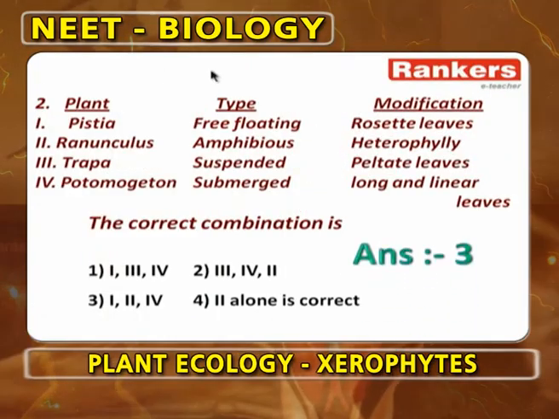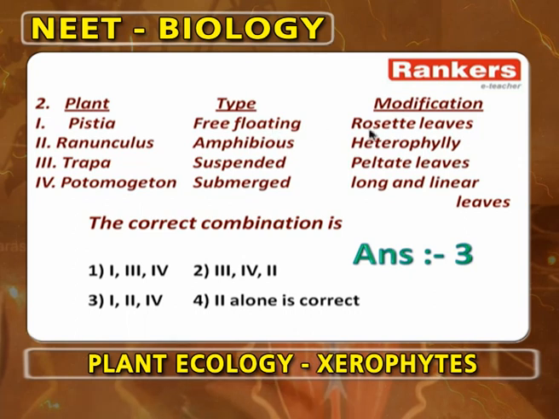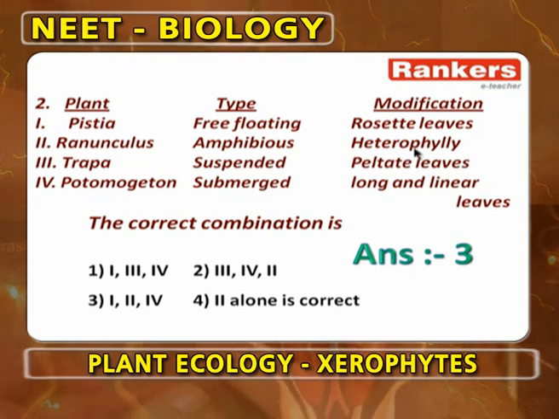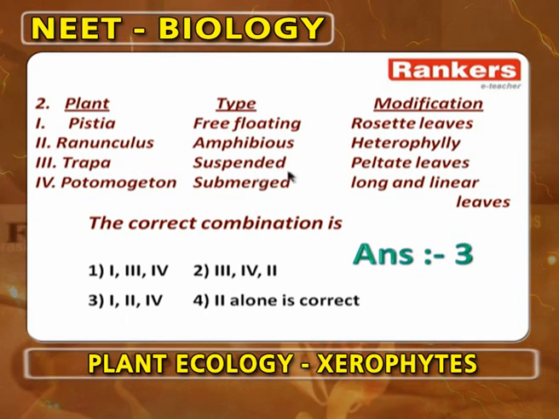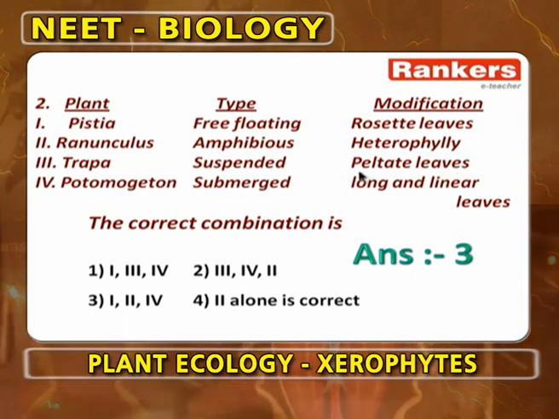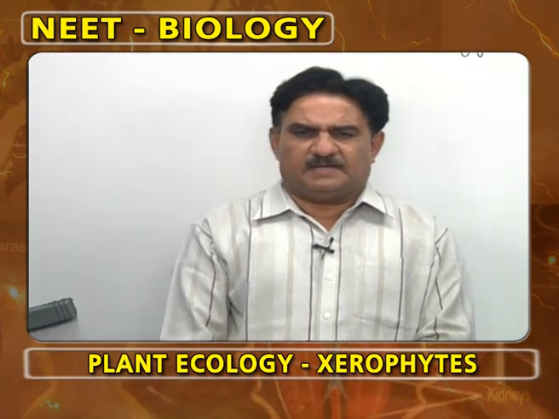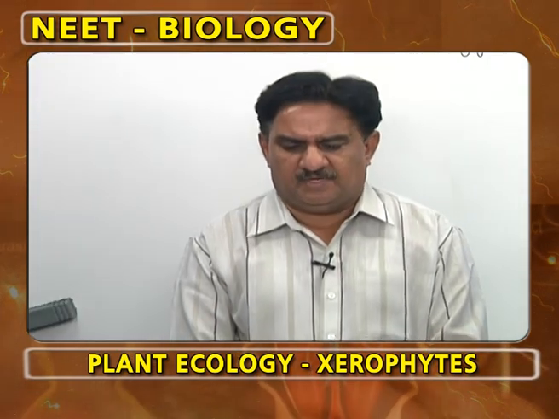This is a matching column. Plant type and modification. Pistia, free floating plant, rosette of leaves is correct. Ranunculus, amphibious plants, heterophily, presence of 2 different types of leaves in the same plant is correct. Trapa, suspended, peltate leaves. In Trapa, you don't find peltate leaves. What is a peltate leaf? A long petiole present on ventral side almost at the center is called peltate leaf. These peltate leaves are found in Nymphaea and Nelumbium, not in Trapa.